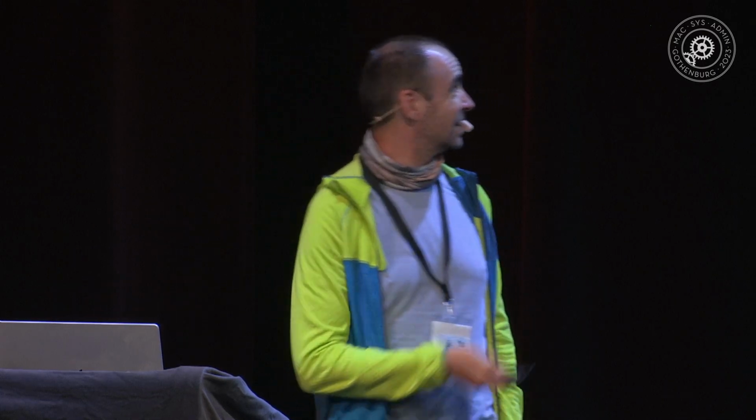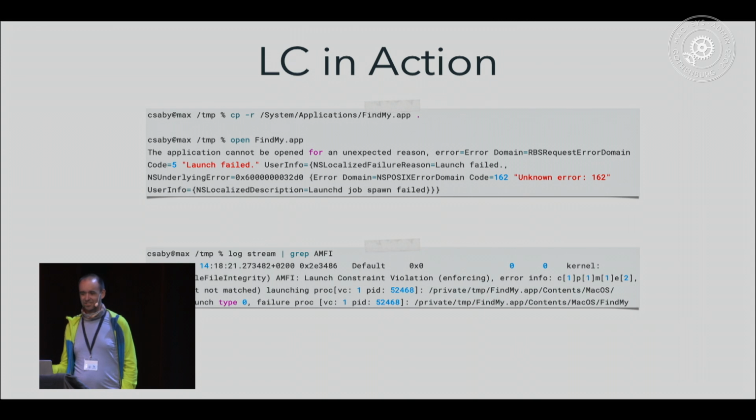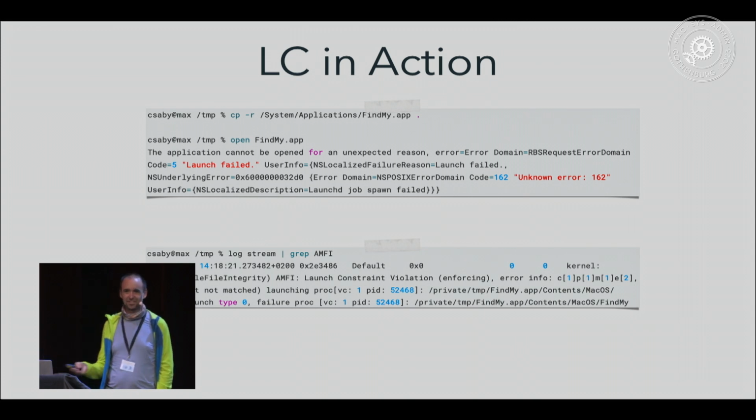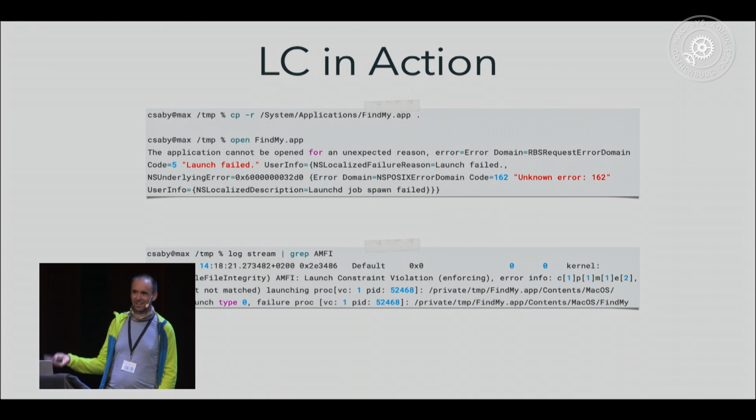So how do launch constraints look in action? Let's say I copy any of the applications, or any binary, in this case the Find My app, to the temp directory. I try to start it, and it will crash. And I get an error, which doesn't say too much. But if I monitor the logs, then it will say there is a launch constraint violation.